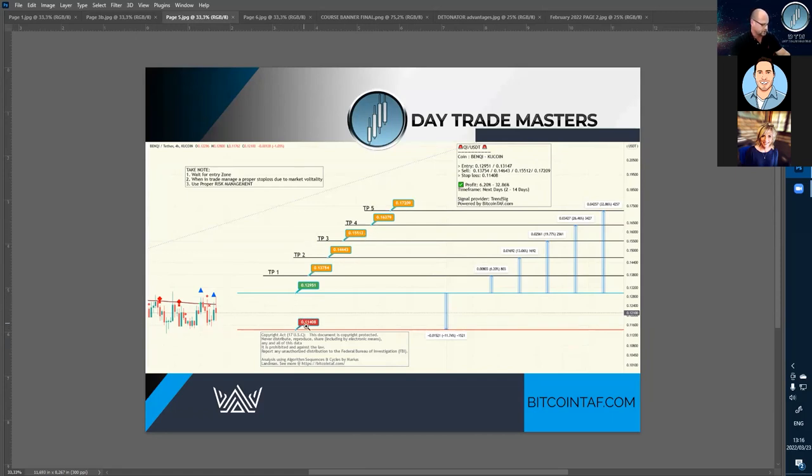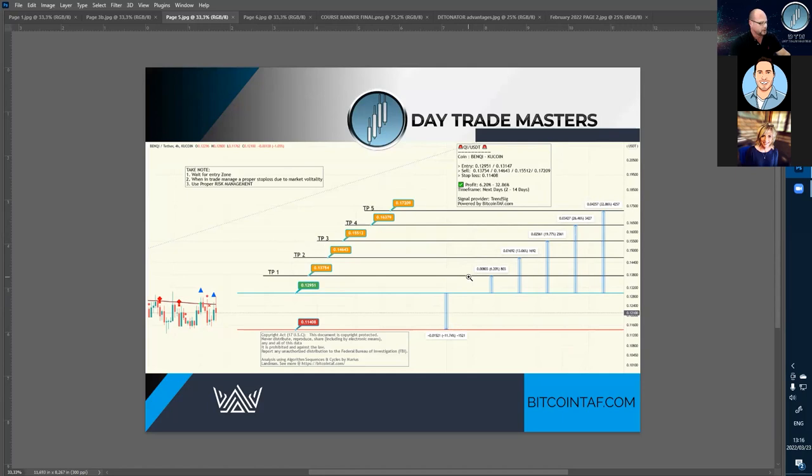So you have a stop loss here at the bottom. There's a little green line, the entry line, a green banner. And then this is where you will sell at take profit 1, 2, 3, 4, 5. And we give you the values as well, and we also give you the percentage of profit with these lines here on the right-hand side.